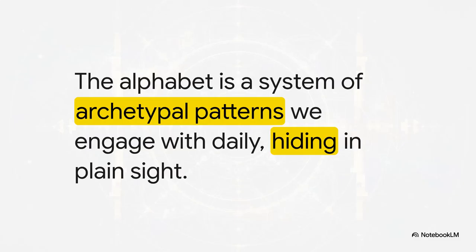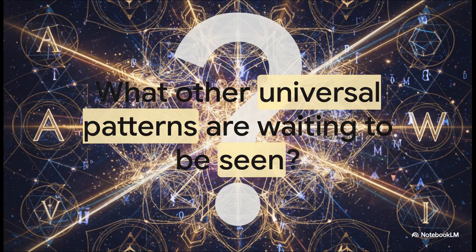So think about the implication of that. It means the alphabet isn't just arbitrary shapes for sounds. It's a system of archetypes. And every single day, when you read, when you write, you are engaging with this profound geometric language, probably without even realizing it. It's this universal code that has been hiding in plain sight this whole time. And really, that just leaves us with one big, mind-bending question to walk away with. If a code this deep, this fundamental, is hiding in something we use every single day, like the alphabet, what other universal patterns are out there, hiding right in front of us, just waiting to be seen?